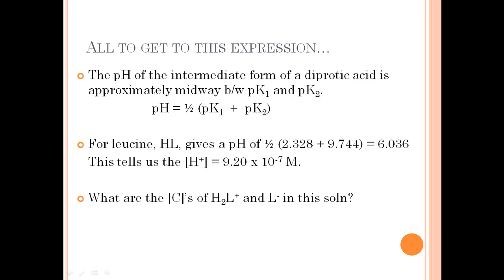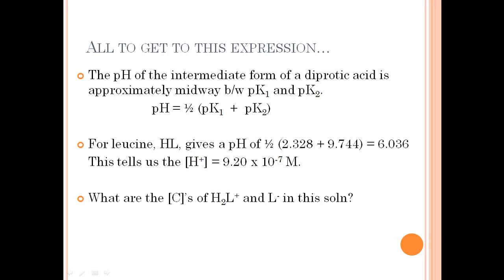The pH of the intermediate form of a diprotic acid, so intermediate form being like HL, like leucine, an amphiprotic species, is approximately midway between pK1 and pK2. So for leucine, this gives a pH of 1/2 times the sum of pK1, which was 2.328, that's from the table, plus the pK2, which is 9.744.